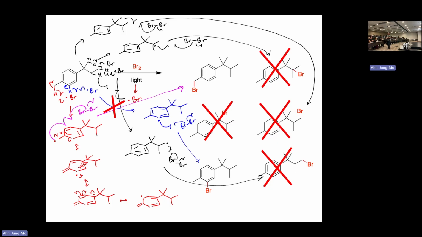sp3 carbons, not sp2 carbons, right? Hydrogens on sp2 carbons are not subject to the halogenation reactions. And for the same reason, the substitution reactions in these chapters are not going to happen on sp2 carbons either. We primarily focus on just sp3 carbons. Anyway, that's something I wanted to tell you before I move on.